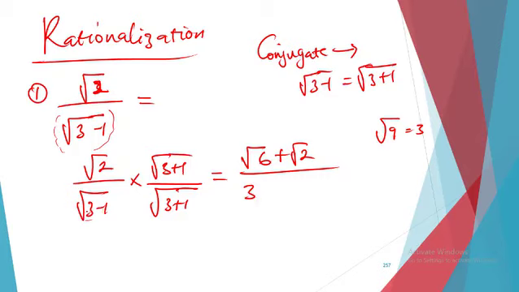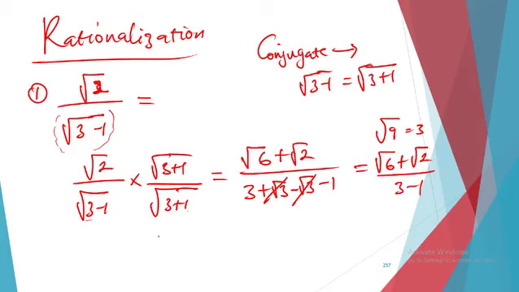Then root 3 times 1 will give us plus root 3. Minus 1 times root 3 will give us minus root 3. Minus 1 times 1 will give us minus 1. You agree with me that this will cancel this? Then we'll be left with root 6 plus root 2 all over 3 minus 1. Is that correct? And then we have our answer to be root 6 plus root 2 all over what? 2. 3 minus 1 will give us 2. Remember, you cannot break this further. So that is our answer. That's how rationalization works.